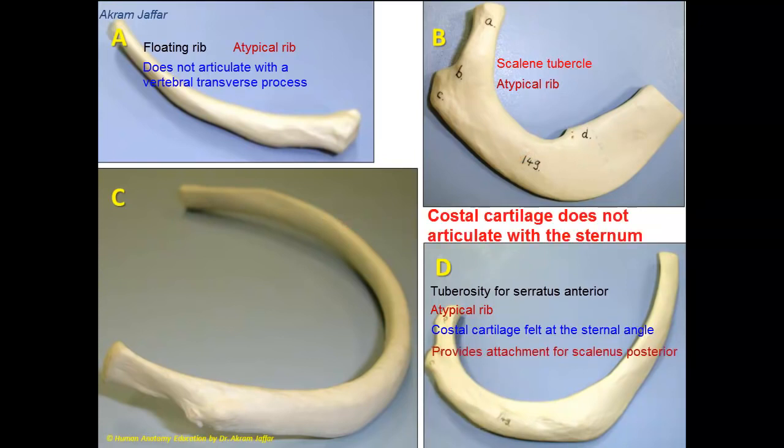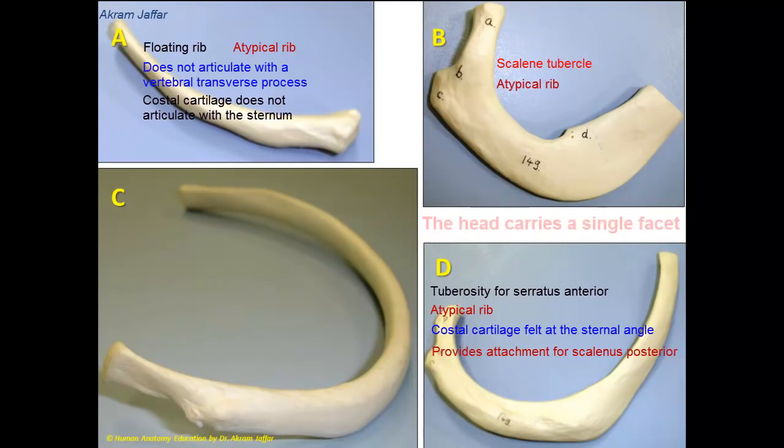Costal cartilage does not articulate with the sternum, which means that it should be a floating rib whose costal cartilage does not articulate with the sternum, neither directly nor indirectly, and so it will be this rib, which is either the 11th or the 12th rib. The head carries a single articular facet. So ribs whose heads carry a single articular facet are ribs 11 and 12. So here this one carries a single articular facet on the head.